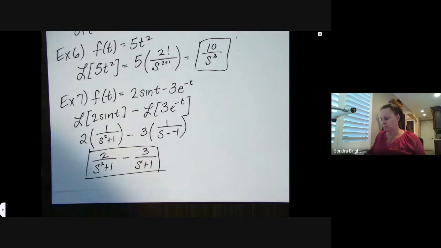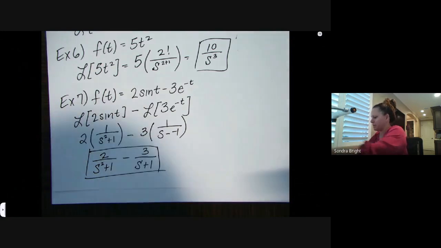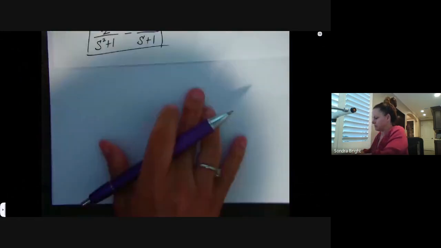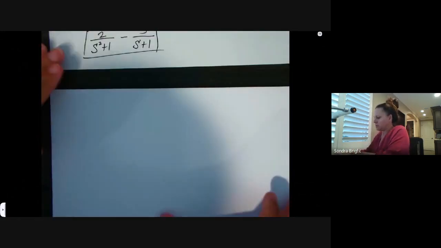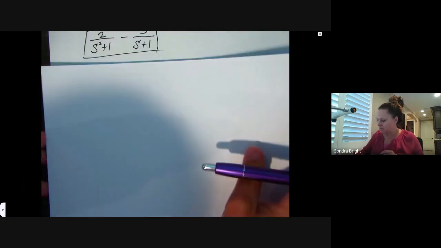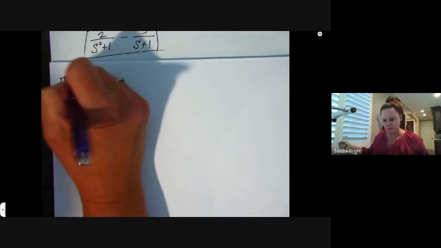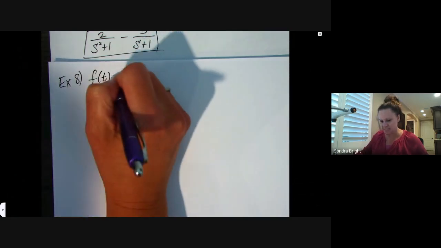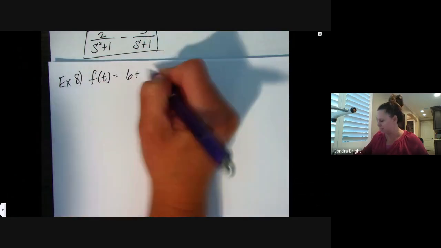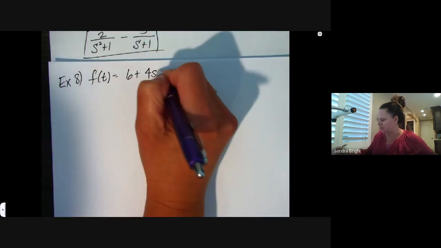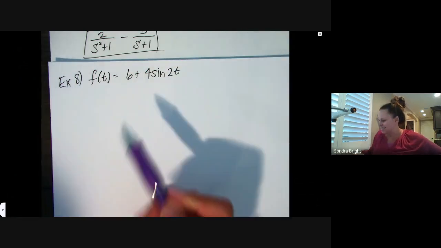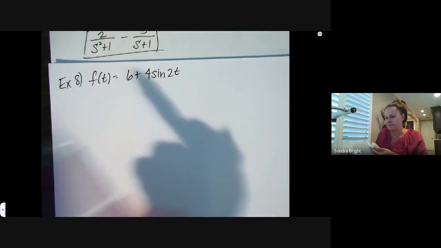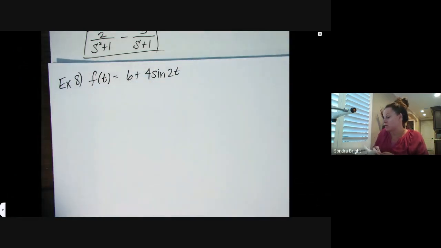All right, let's do a little bit of a trickier one. Not really tricky, but not super straightforward. Let's do the Laplace transform if little f is 6 plus 4 sine of 2t. So what happens when it's just 6? We didn't do that one yet, right? Well, you got two ways of looking at it.